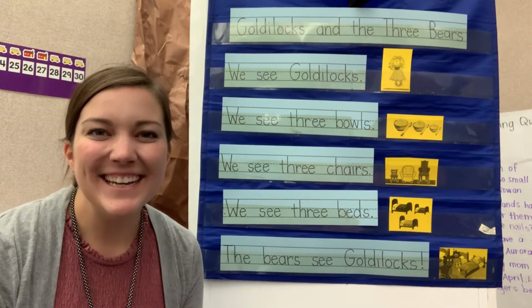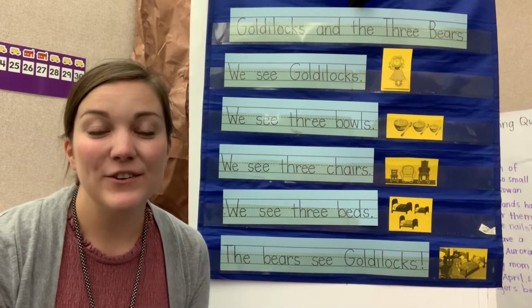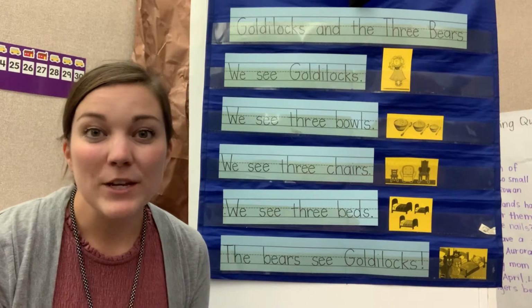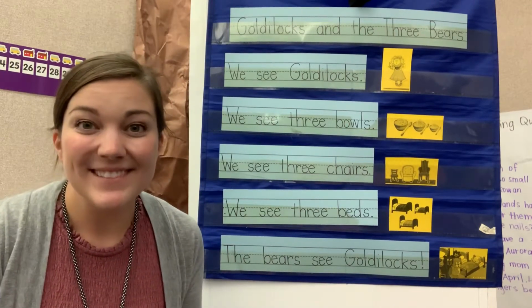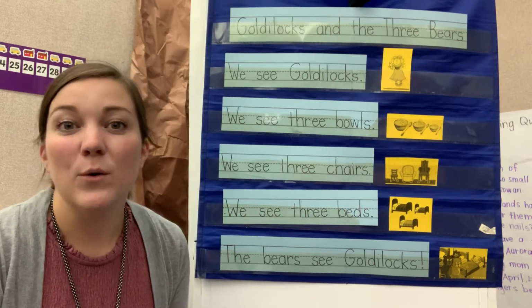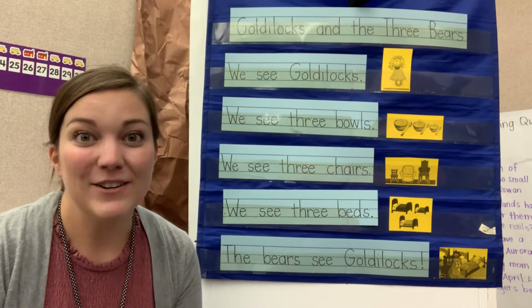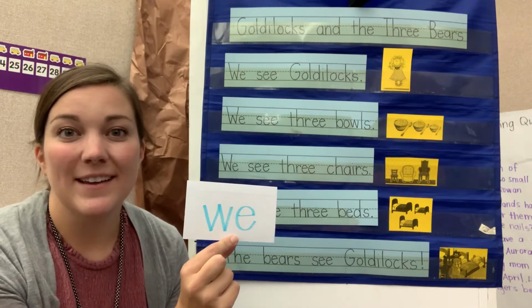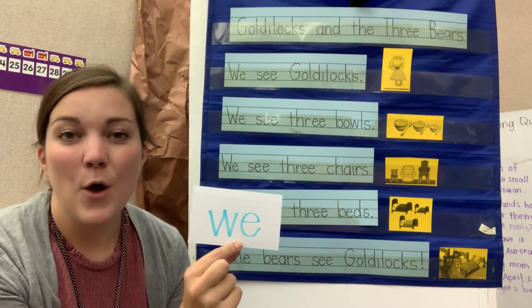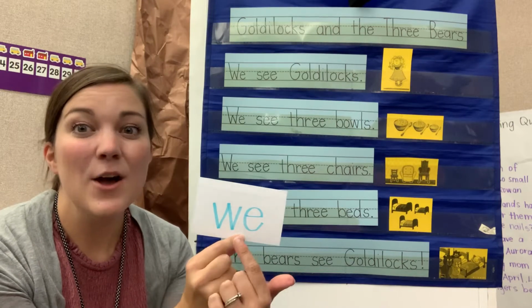Hi, kindergarten. We're going to do a shared reading today. When we do shared reading, we read something together. We share it. Today our poem is about Goldilocks and the Three Bears. And today we're going to look for this new sight word. This is the word we. Read we.